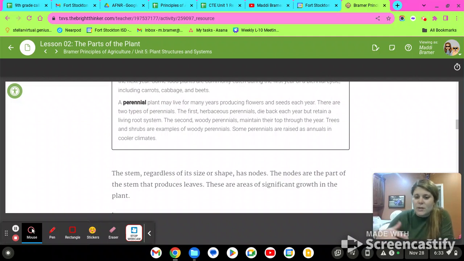The second are woody perennials, and those maintain their top throughout the year. Trees and shrubs are great examples of these. Okay, perennials are raised. Some perennials can only be annuals in cooler climates just because they can't survive the winter.